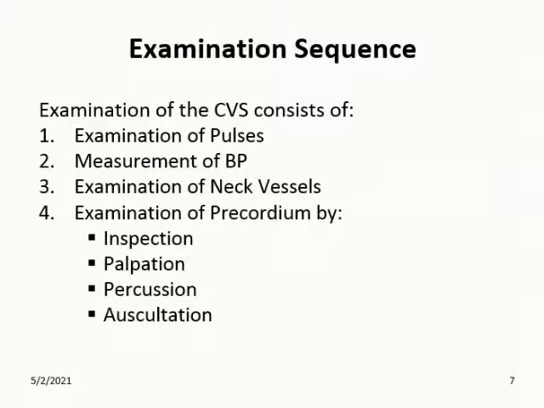The examination sequence of the cardiovascular system consists of examination of pulses, measurement of blood pressure, examination of neck vessels, and examination of the precordium by inspection, palpation, percussion, and auscultation.